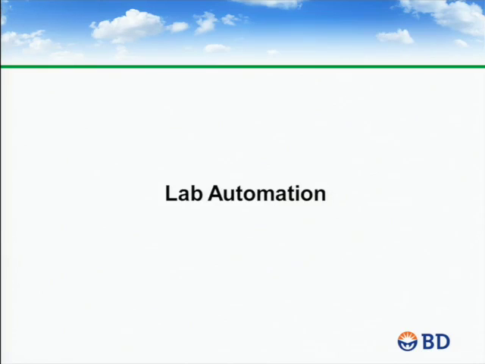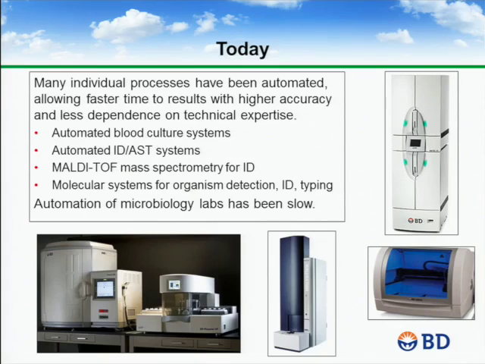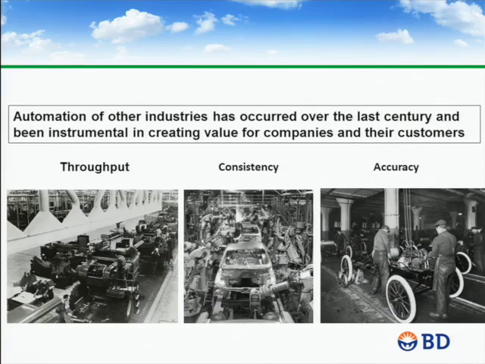Laboratory automation. I talked a little bit last night about laboratory automation, so I apologize to those that heard part of this. If we look at today, we've been able to automate a number of processes in the laboratory for doing diagnostic testing. So you have blood culture instruments, you have identification and susceptibility testing instruments, you have the MALDI-TOF to do identification, and you have molecular diagnostics. But the problem is that we really haven't totally automated the laboratory. And if you look at other industries, the auto industry is, I think, really the best example.